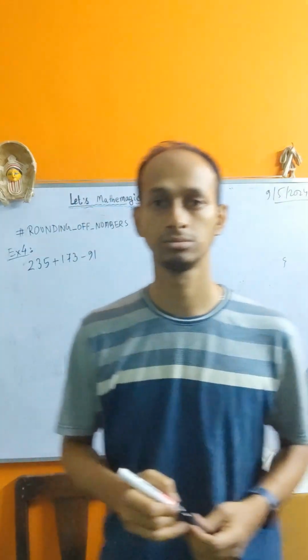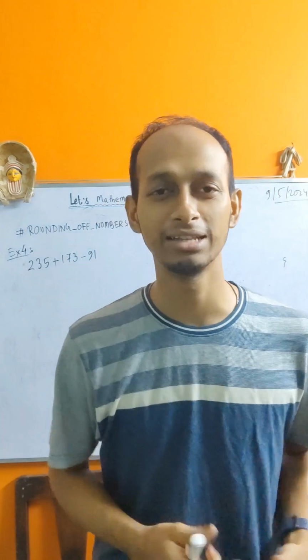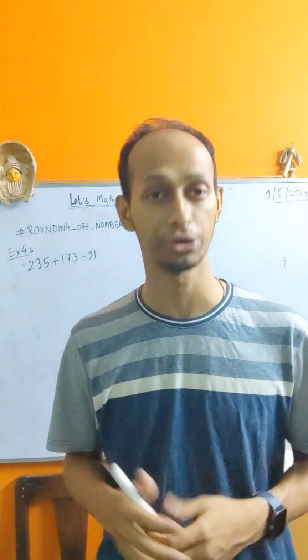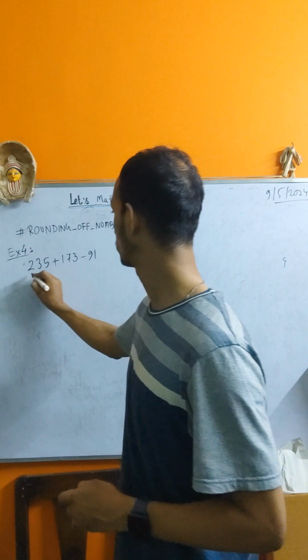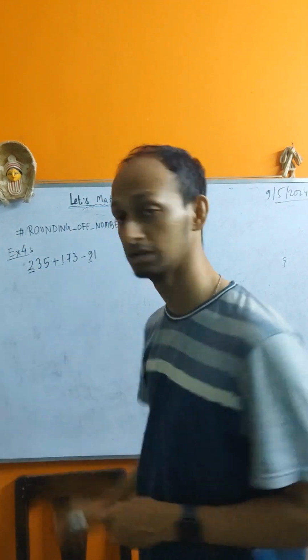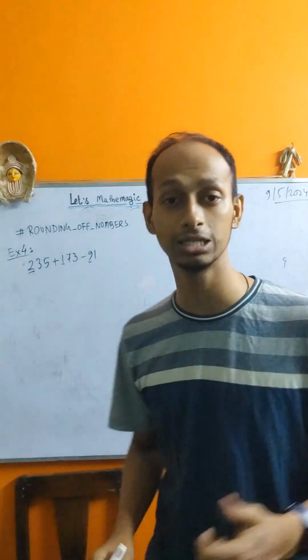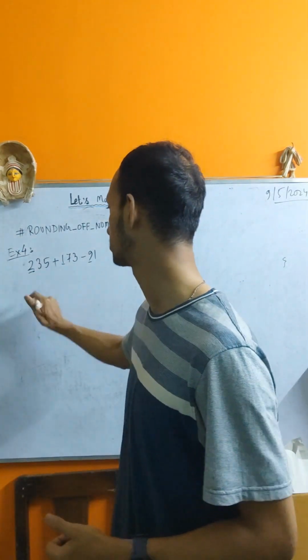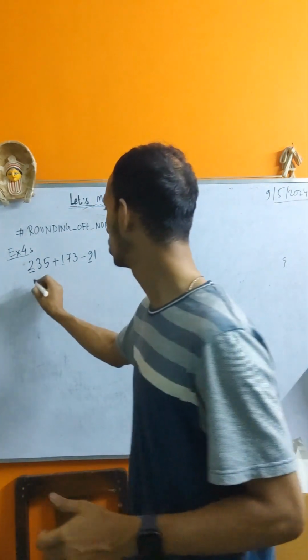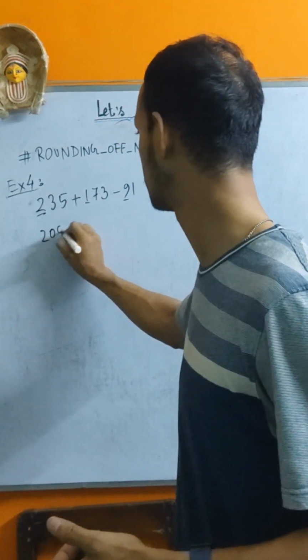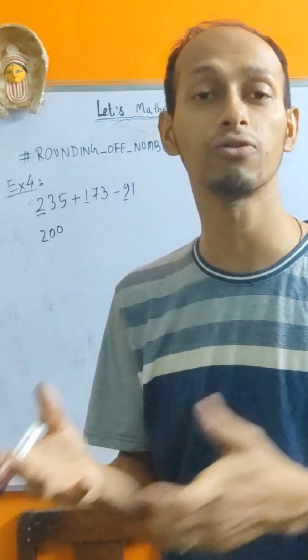Now in these given numbers, if I say round off each number to its greatest place, then do the operation. We need to see the greatest place of all the given numbers. In the first number, 235, the greatest place is the hundreds place. After the hundreds place, there is 3, so we don't need to make any changes. 2 will stay 2, but all the remaining digits will become 0, so it's rounded to 200.